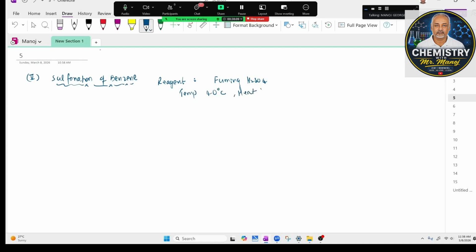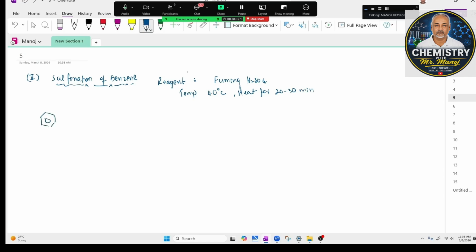I need to keep the temperature steady at 40 degrees Celsius, and heat is also required because this reaction is not an instant reaction. It needs some time. Heat for 20 to 30 minutes. So you've got to remember the reagent and conditions. That's fuming sulfuric acid. Temperature, keep it steady at 40, but you have to do this for 20 to 30 minutes for the reaction actually to take place.